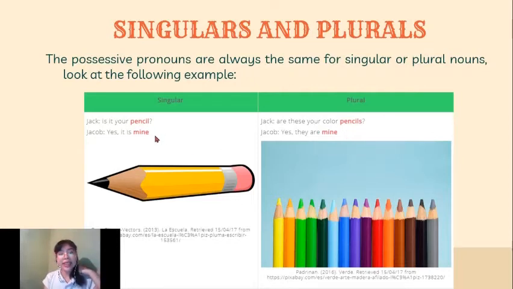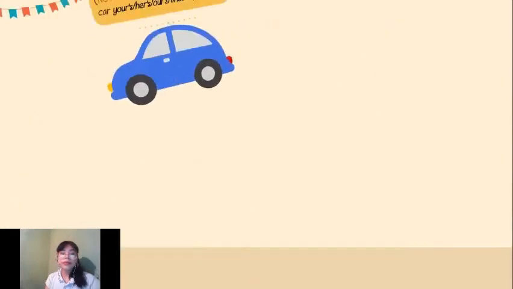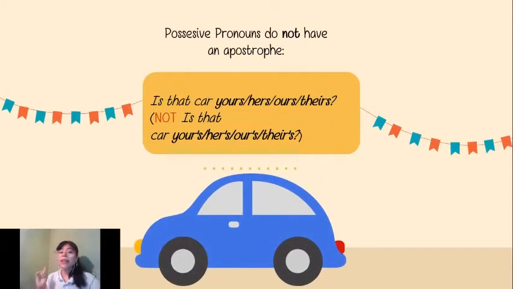Why do we say this? Because we don't want to use, is this your pencil? Yes, it is my pencil. Are these your color pencils? Yes, they are my color pencils. We already know we're talking about color pencils or about pencils. So to avoid the repetition of saying pencil again and again, that is how we use possessive pronouns. Possessive pronouns do not have an apostrophe, so we're not going to use apostrophes with possessive pronouns.